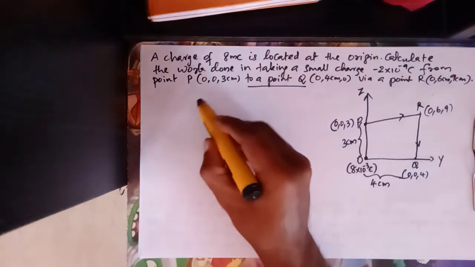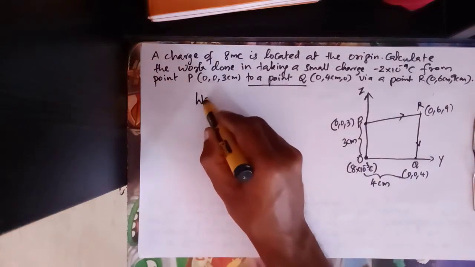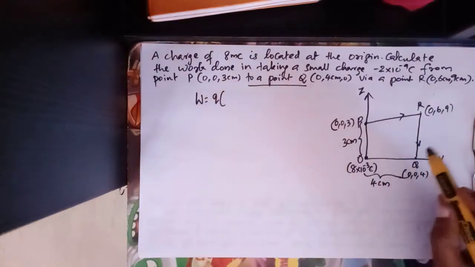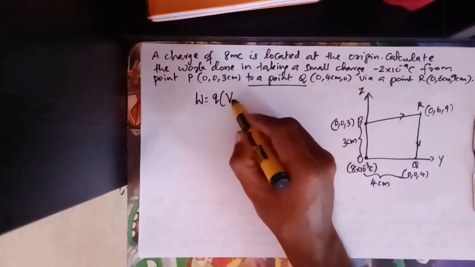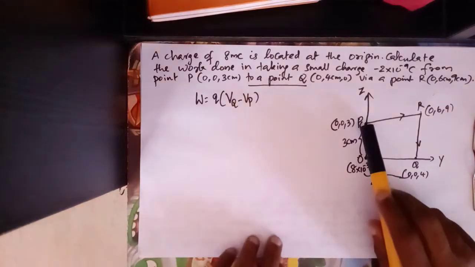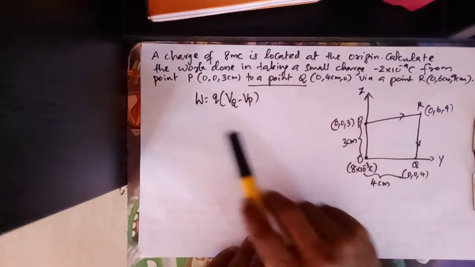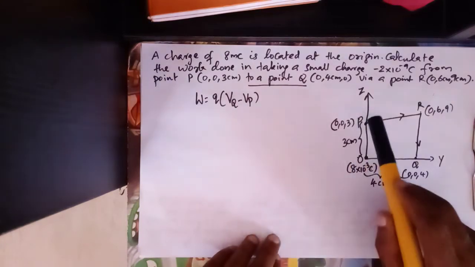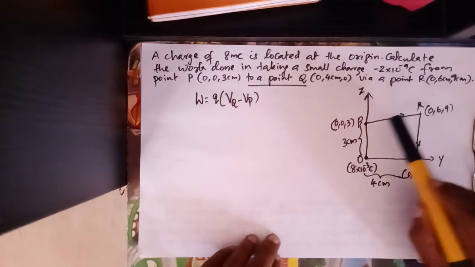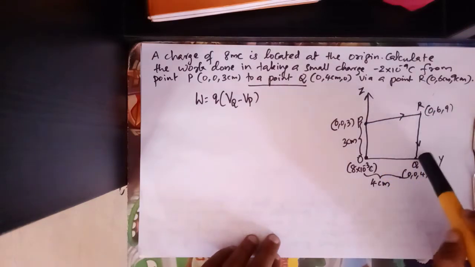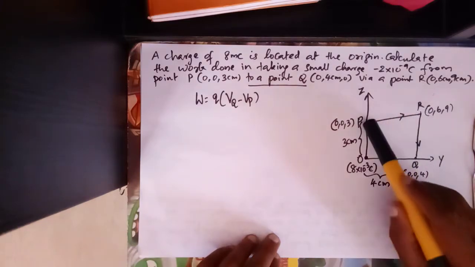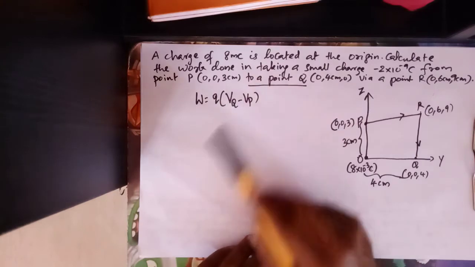So how will you find the work done? To find the work done, we have the equation: work done is equal to charge into potential difference. We take the charge from P to Q. So what is the potential difference? VQ minus VP, because P was the initial point and Q is the final point. So we need the potential at the initial point and the potential at the final point. We need not use the position of R because the electric field is a conservative field. In a conservative field, the work done depends only on the initial position and final position. So we need VQ minus VP.